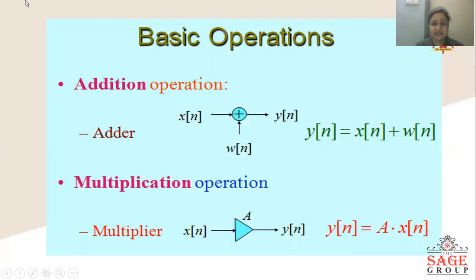Now, we will consider the basic operations on signals. The first operation is the addition operation, which is represented by this block with a plus. Here we can see x n is getting added with signal w n, and we are getting y n. So y n is shown as x n plus w n. Now, the multiplication operation is represented by this triangle arrow. So x n, when multiplied by a, gives y n. So y n is written as a into x n.